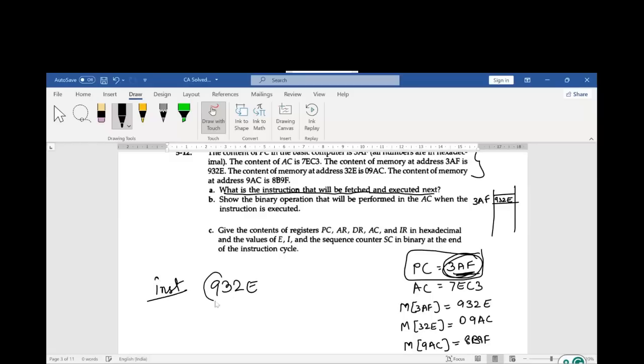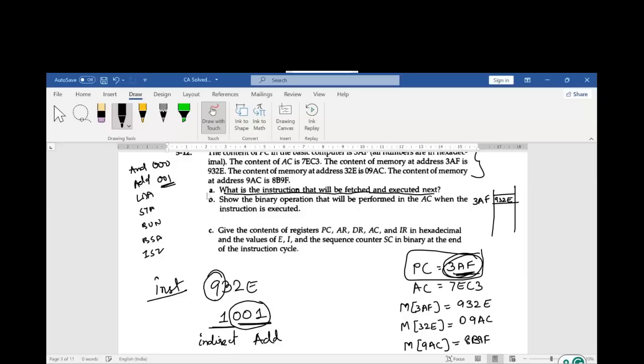We will be decoding this. 9 is 1001. The leading 1 indicates it is indirect, and we know that the code 001 is for add. I hope you remember the memory reference instructions: AND, ADD, LDA, STA, BUN, BSA, ISZ. So here we came to know that our code is 001, and add is 001. The answer to the A part is that an indirect add instruction would be executed.